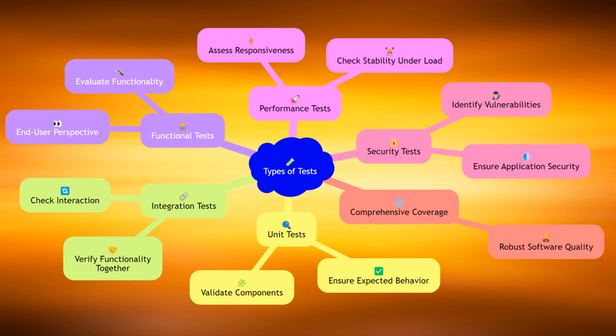Different types of tests serve different purposes in a pipeline. Unit tests validate individual components of the code, ensuring they work as expected. Integration tests check the interaction between different components, verifying that they function together correctly. Functional tests evaluate the software's functionality from an end-user perspective. Performance tests assess the system's responsiveness and stability under load. Security tests identify vulnerabilities and ensure the application is secure. By incorporating various types of tests, teams can ensure comprehensive coverage and robust software quality.